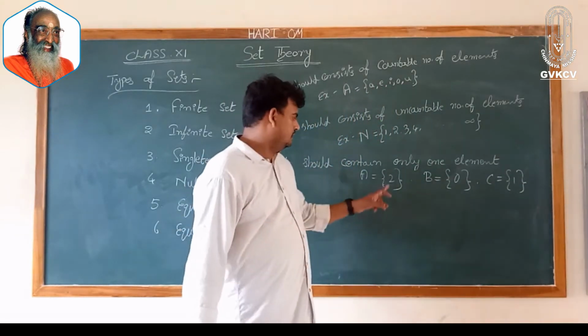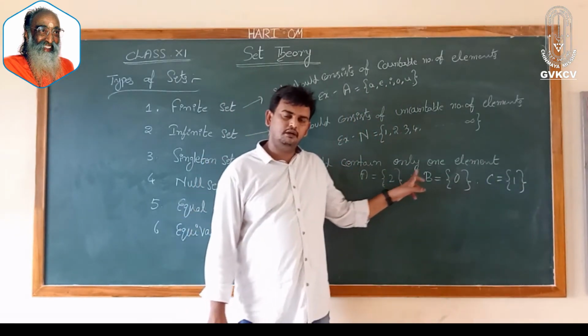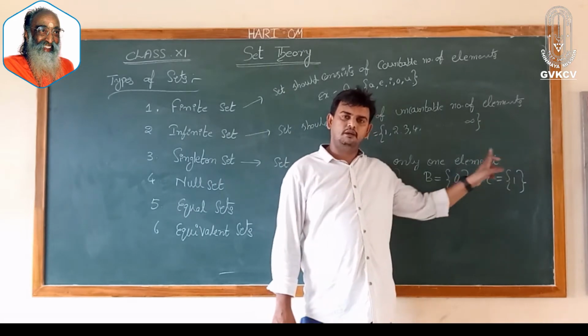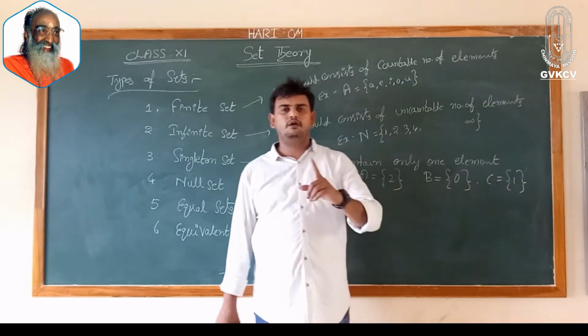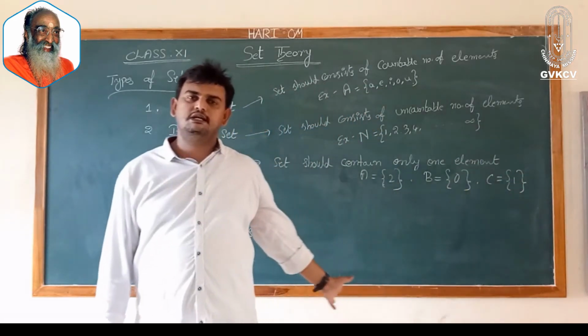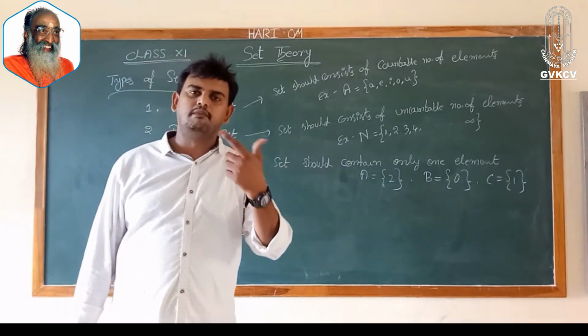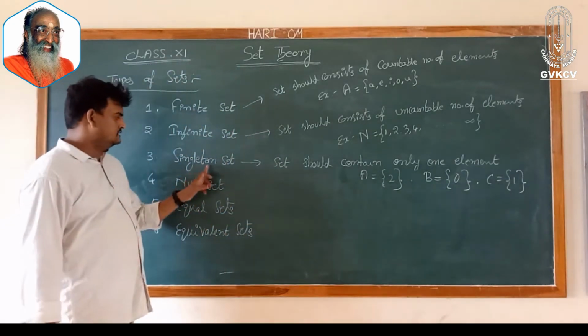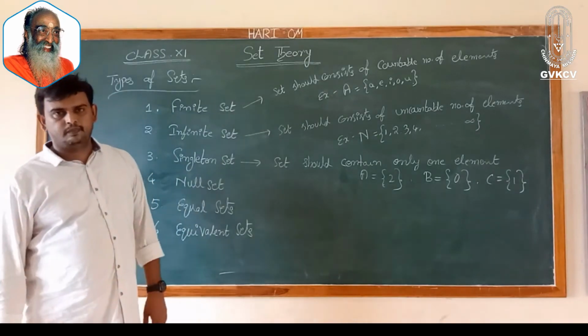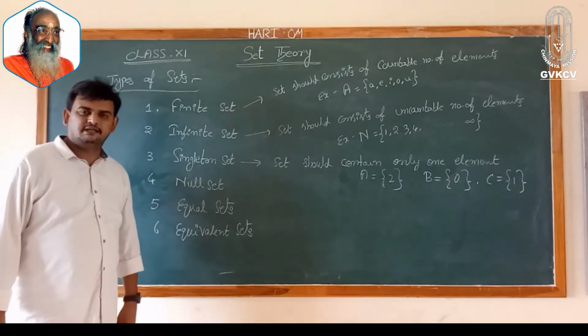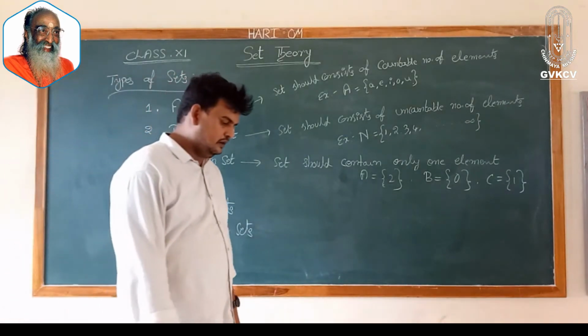If you observe here in this set I have only one element, here in this set I have only one element, here in this set also I have only one element. All these sets consist of only one element. That is nothing but called a singleton set. Now you can say the null set.